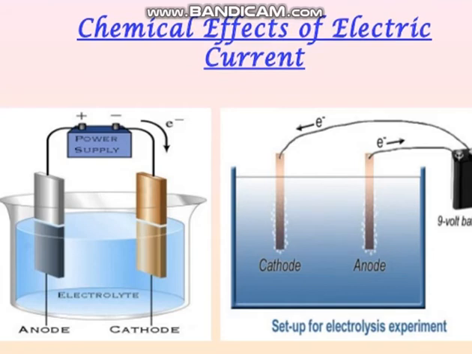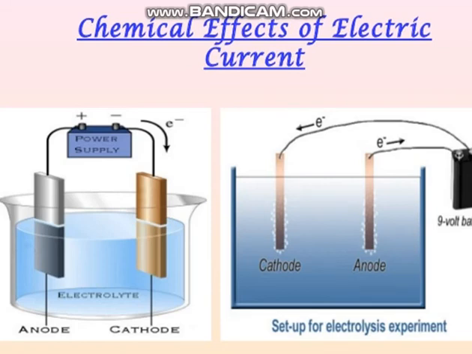Now what is the effect of electric current on the liquid? The electrolyte is generally a compound. We can take an aqueous solution, or we can take the molten state of the compound. A liquid is required. So either we can take the aqueous solution of the salt, or we can heat the salt till its melting point so that the liquid state can be used.